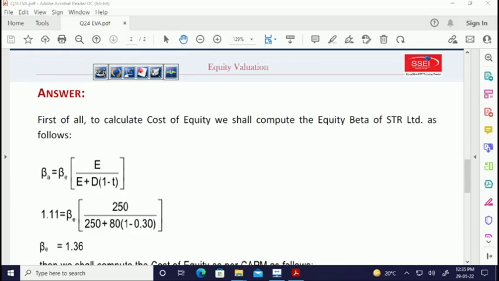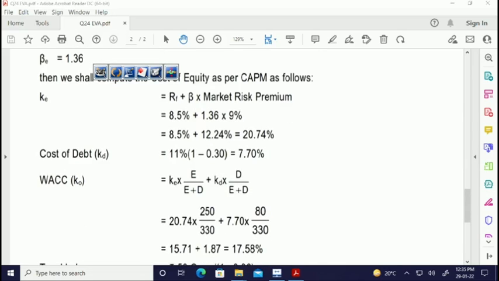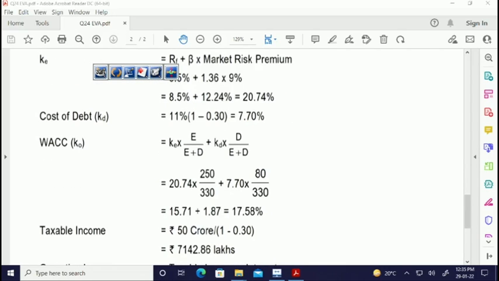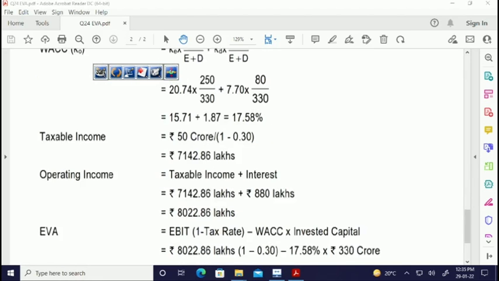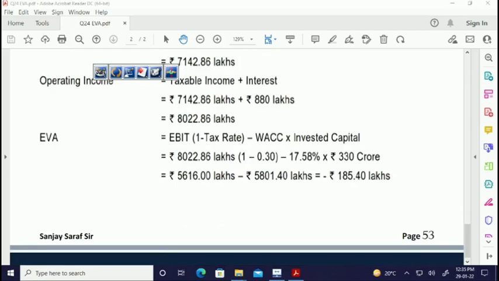If we look at the solution here, they have converted the beta, okay, 1.36, they got the levered beta, they put it into the CAPM, they got KE 20.74, KD is 11, post-tax 7.7, then they calculated KC, which is 17.58, and then they've done all that stuff to calculate the NOPAT, okay, 56.16 minus the KC into capital employed. Okay, that's the answer. This company is having a negative EVA. That means the company is destroying shareholders' wealth. It's not earning what it is supposed to earn. It's earning less than that.